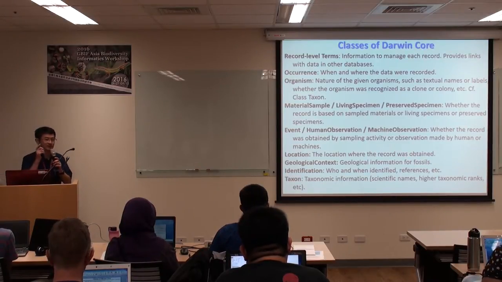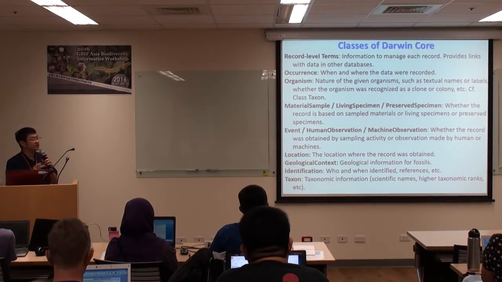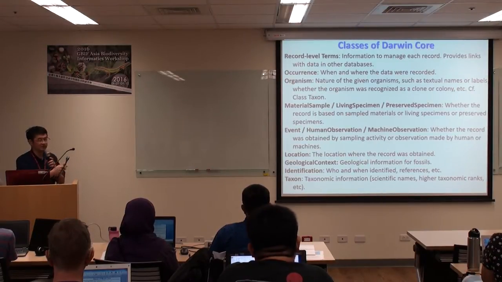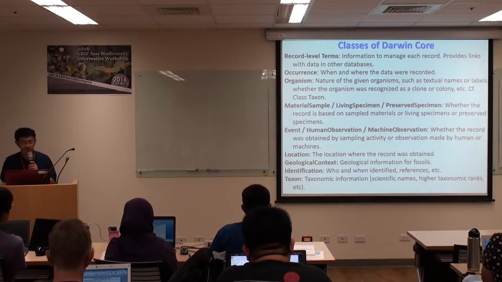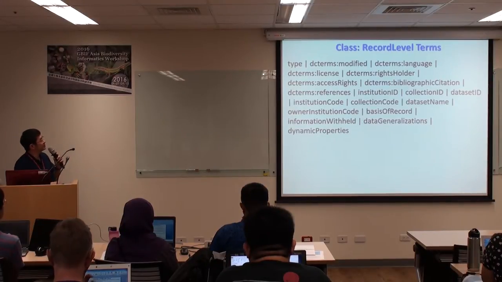So please understand that Darwin Core is subdivided into several groups, but you don't have to state each of the groups. All you need is to know about the Darwin Core terms, or fields in the database, okay? Then what kind of fields are there? Let's have a quick look at these terms of each class. I won't go into detail, but if you have a look at these, you can imagine them.